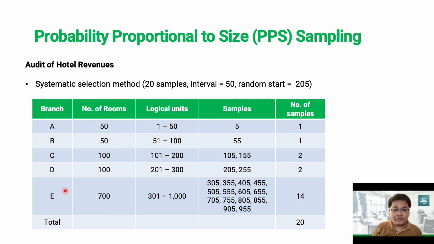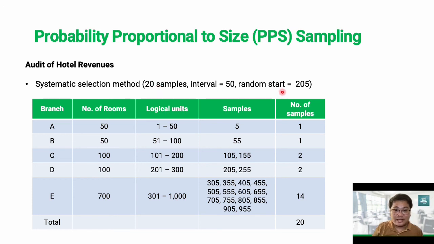So when it comes to auditing branch E, that is possible if you use probability proportional to size. Because this branch has a higher size and therefore higher revenue, most likely you will be selecting more items from it when you apply the sampling approach. So let's say you selected the systematic selection method and you need 20 samples. To get the interval, you start with the total population 1,000 divided by 20 samples. So the interval is 50.